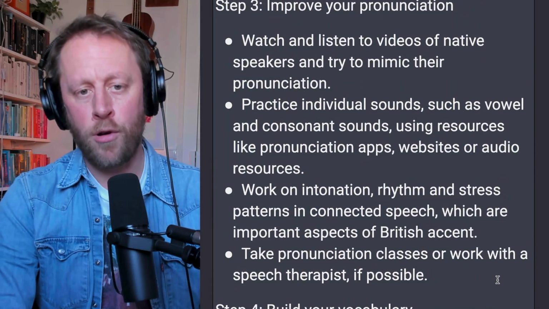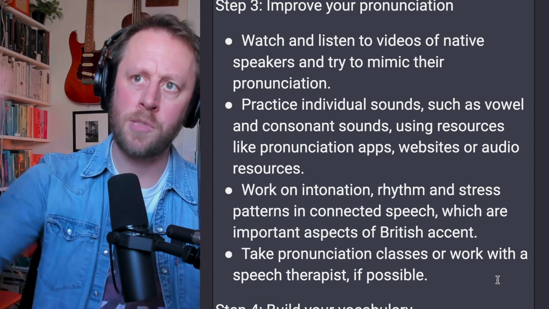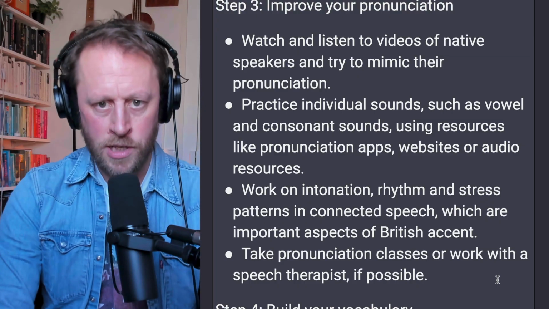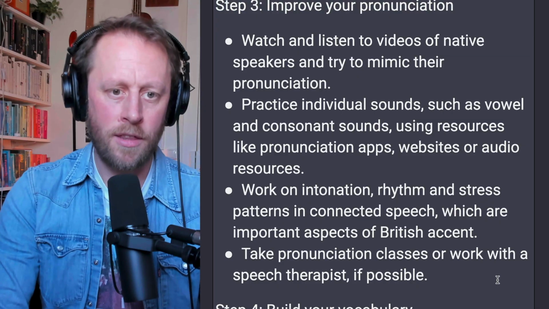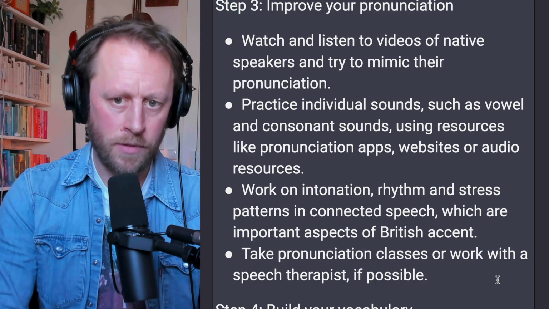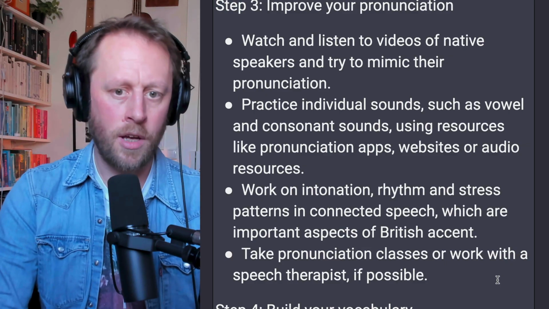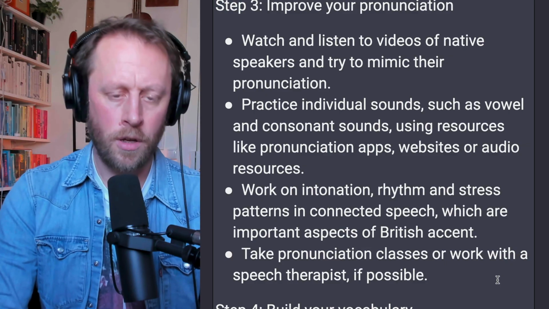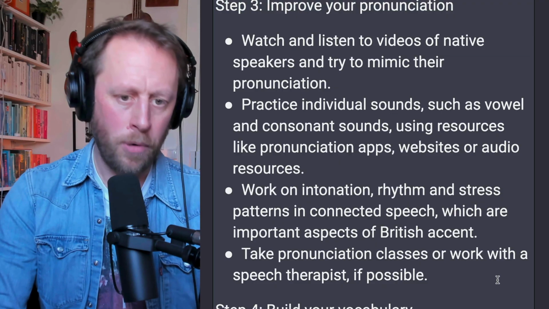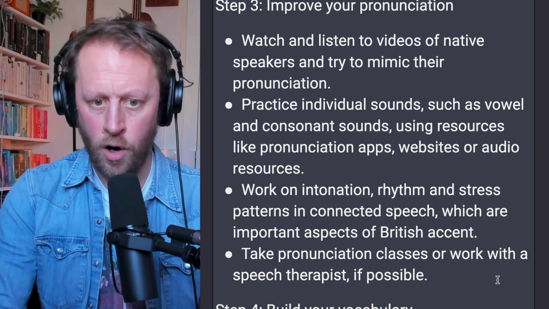Step 3, improve your pronunciation. So it's identified that I want to work on listening, speaking, and pronunciation. Watch and listen to videos of native speakers and try to mimic their pronunciation. Try to copy. Practice individual sounds, such as vowel and consonant sounds, using resources like pronunciation apps, websites, or audio resources. Work on intonation, rhythm, and stress patterns in connected speech, which are important aspects of British English. Which are important aspects of British accent.